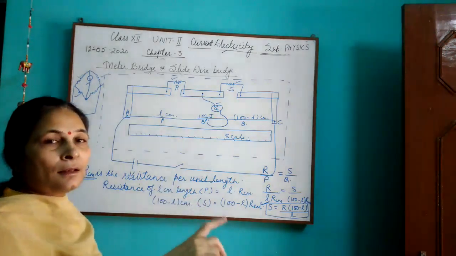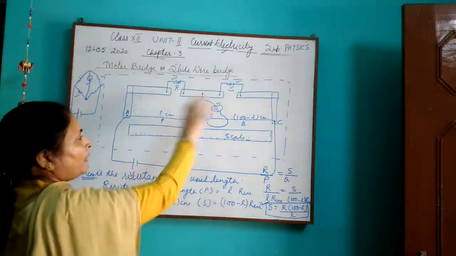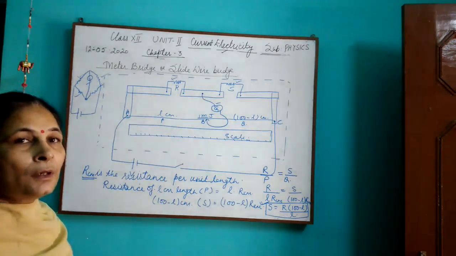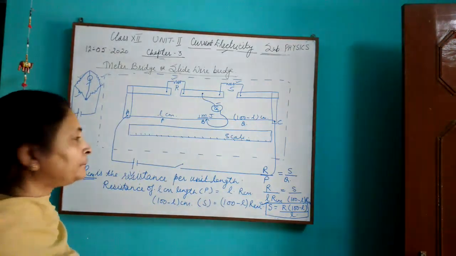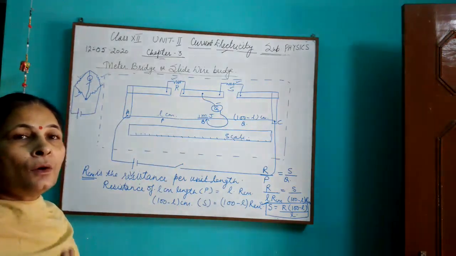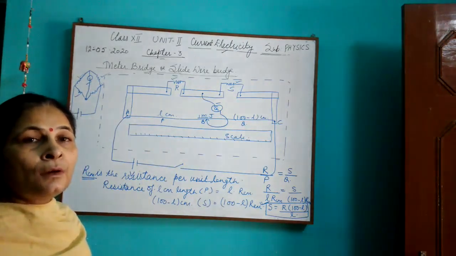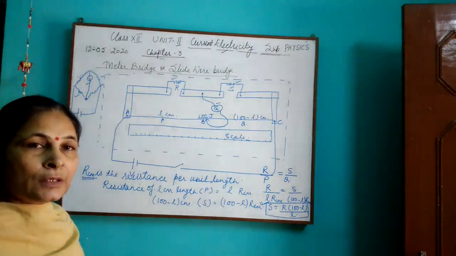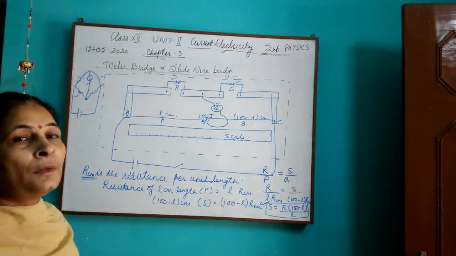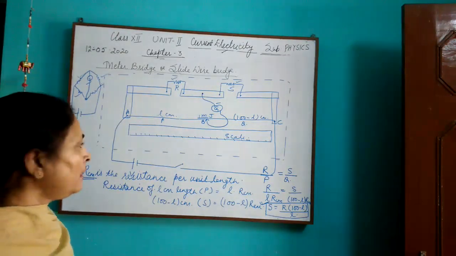Third thing is construction. Construction you need not learn or cram. If you remember the figure, you can write down your construction in brief without cramming. Next is principle. Its working is based on the principle of balanced Wheatstone bridge. If you want to state the principle, then you say if no current flows in the middle arm, then the ratio of the different arms of the Wheatstone bridge are equal.